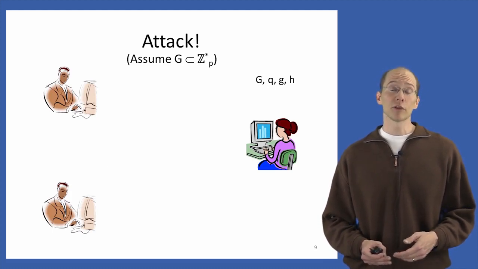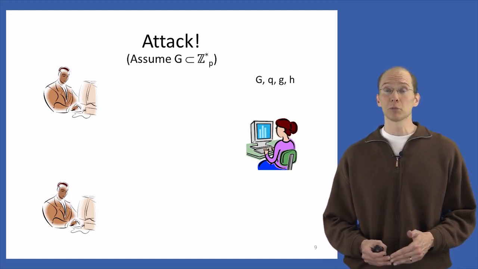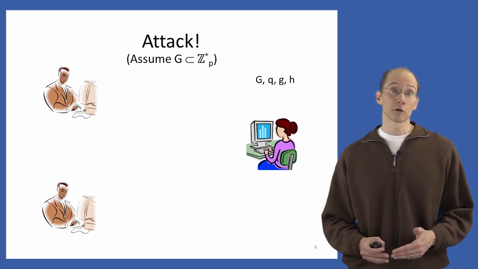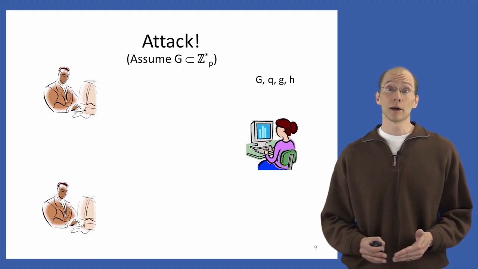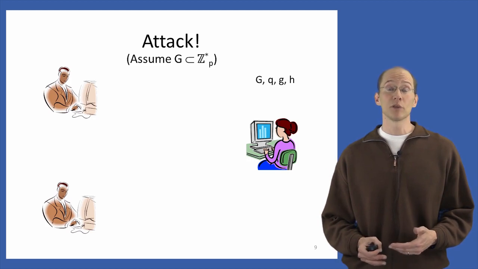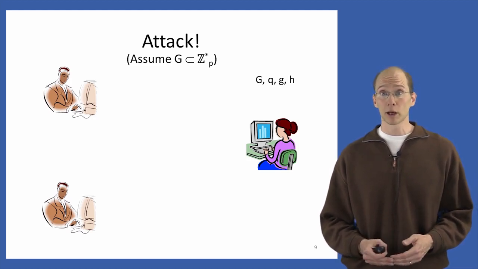So we'll assume here that the group we're working with is a subgroup of Z_p star, which just means that the integers from 1 to p minus 1 are inside Z_p star, and therefore we know that we can treat the elements of G as integers as well.